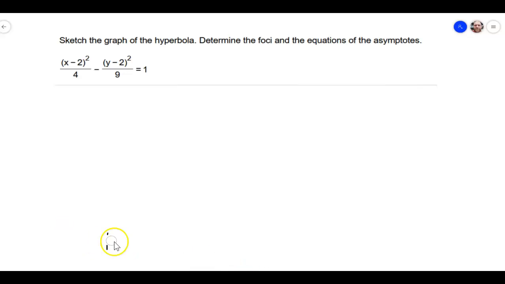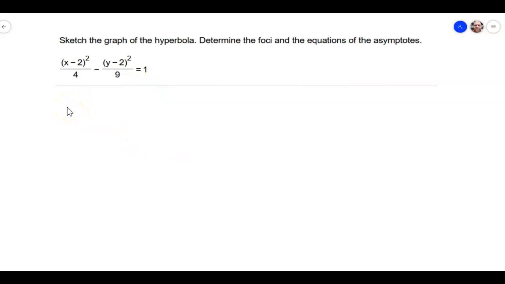Hey everybody, this is Mr. Beckstrom, and today I want to go over an example from section 10.3. This is on hyperbolas. Here it says determine the foci and the equations of the asymptotes. All right, it also wants us to graph it. So let's go and take a look at it.